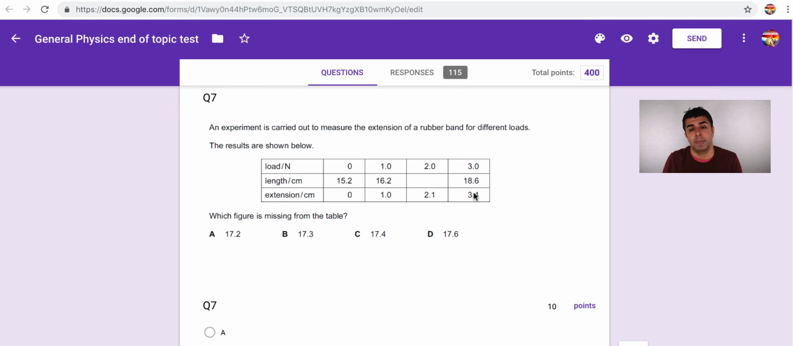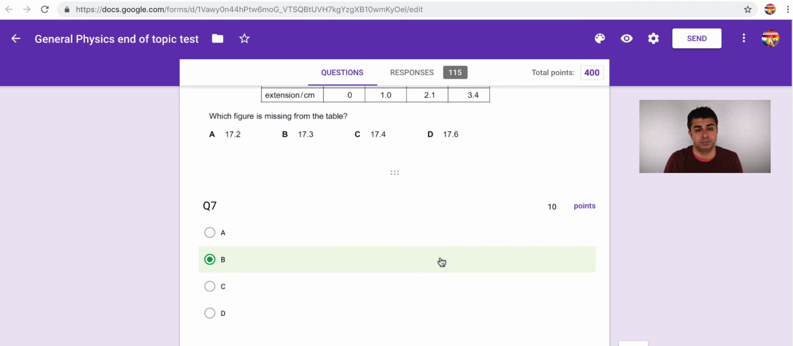So what do we do here? Well, since extension is new length minus the original length, then new length equals extension plus the original length if you rearrange that little expression. In other words, the new length here will be 15.2 plus 2.1, which is 17.3. Now, just to help you fully understand that, if I work that backwards like I did with the other examples, 17.3 minus 15.2 is indeed 2.1. So the answer is B for ball.